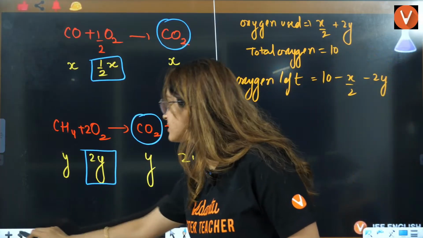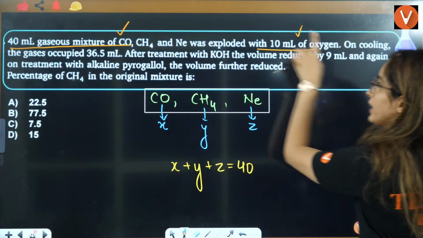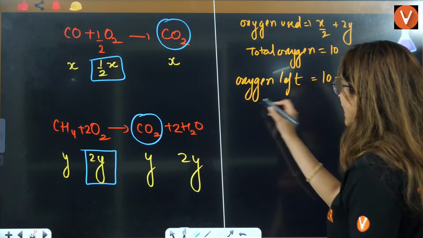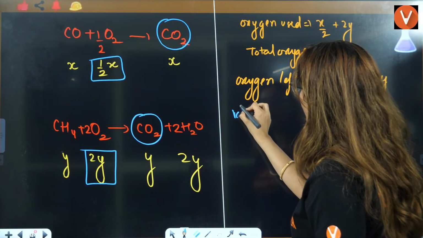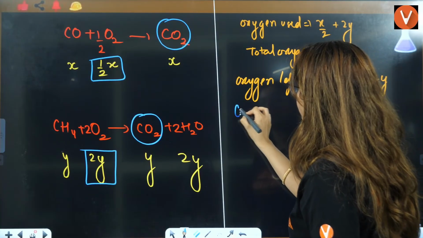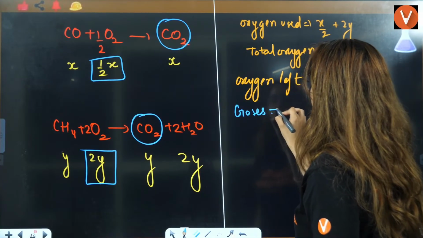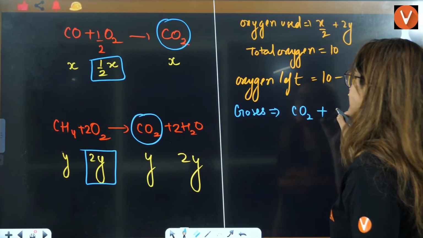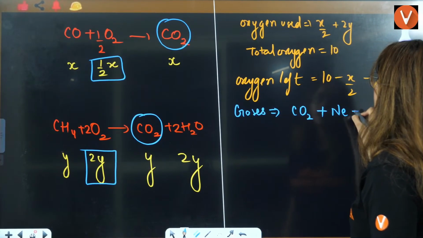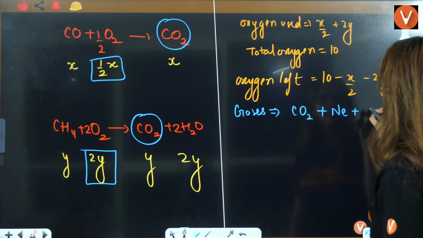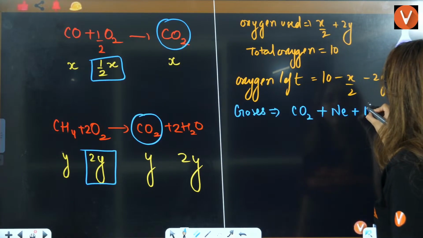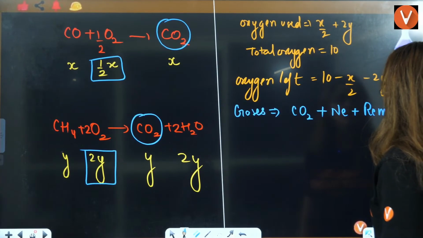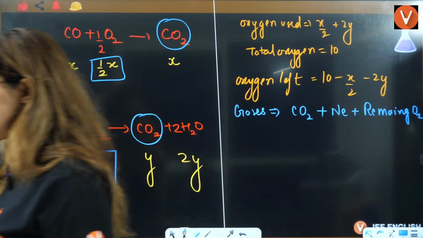And here they are saying that on cooling the gases occupied this. That means I have to calculate the volume of gases. What are the gases? Gas is CO2, gas is neon, and what else? The remaining O2. Okay, these are the gases here.